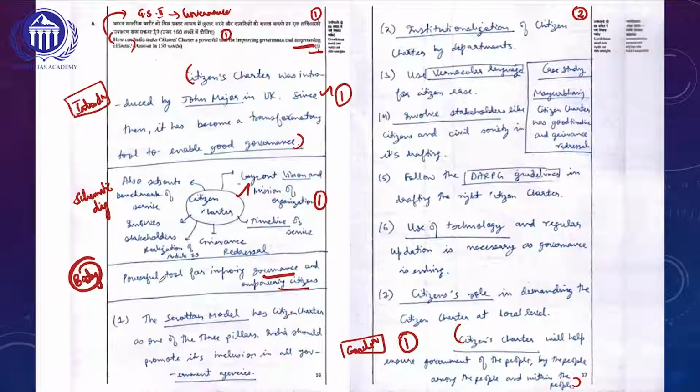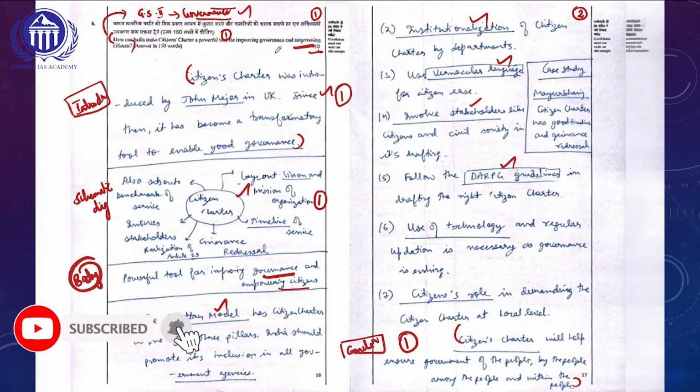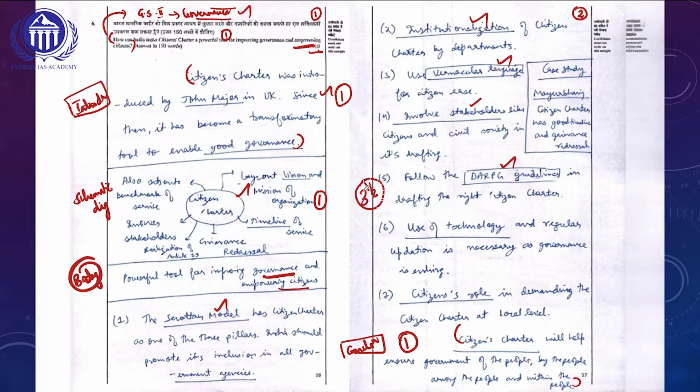And if you look at the body of his answer, it has been written in a clear, point-wise manner, underlining the various keywords such as Sevottam model, institutionalization, vernacular languages, various stakeholders, and RPG guidelines. So he has used most of the keywords which can be related to the governance component in our syllabus. For the 7 points which he has written, he will easily get half a mark for each point. So 3.5 marks will easily be awarded to him.